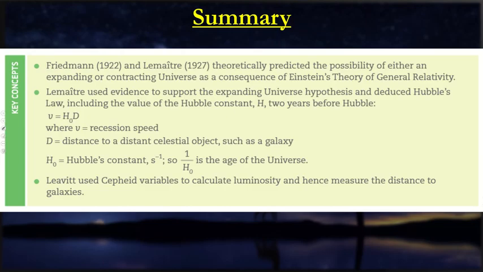Okay, so that concludes the lesson on what evidence Edwin Hubble used to discover the universe was expanding. The main ones you really need to remember are obviously Henrietta's work with the varying brightness of stars, and also Hubble's own work using the Doppler effect to work it out.